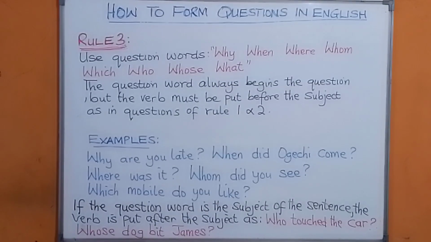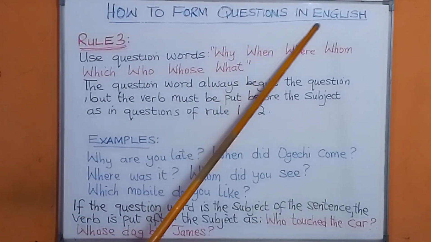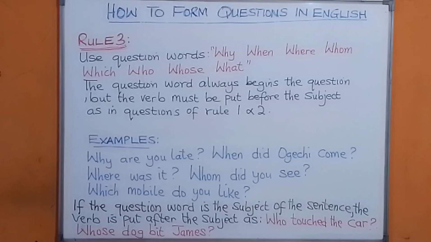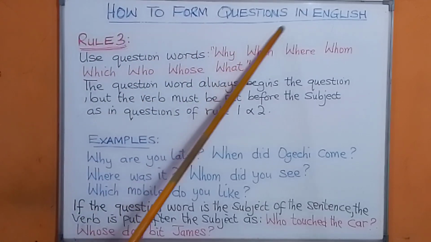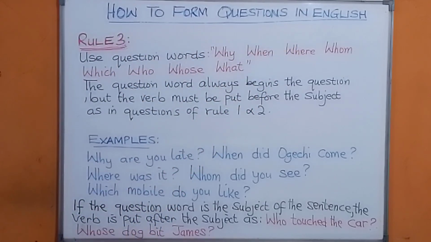This is the last in our series on how to form questions in English. I told you we have 3 rules. We have seen rule 1 and rule 2, and now we are going to look at rule 3, the last rule on how to form questions in the English language.